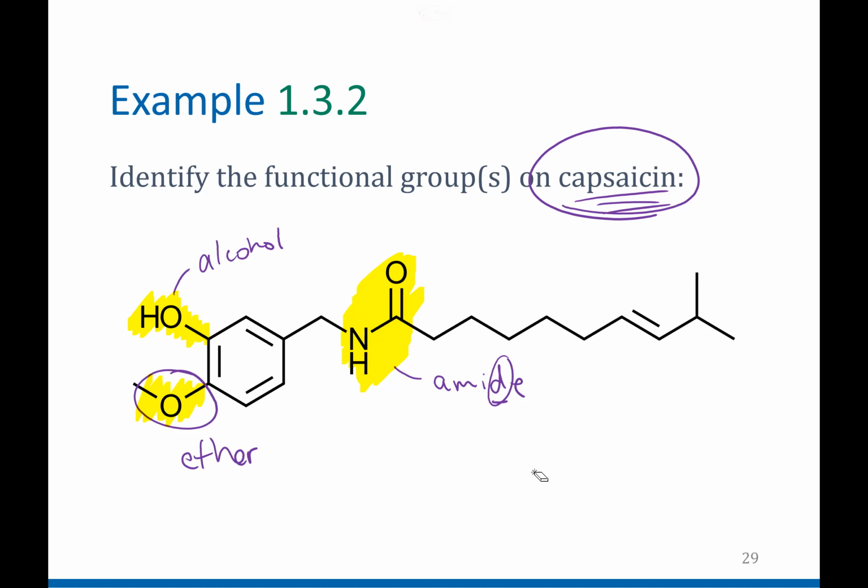There's also in this, I'm going to pick another color here. There's also a benzene ring. It also has an alkene, but they're not really functional groups. They do determine the reactivity of this molecule, but we don't consider them functional groups. Functional groups typically have oxygen, sulfur, or nitrogen.